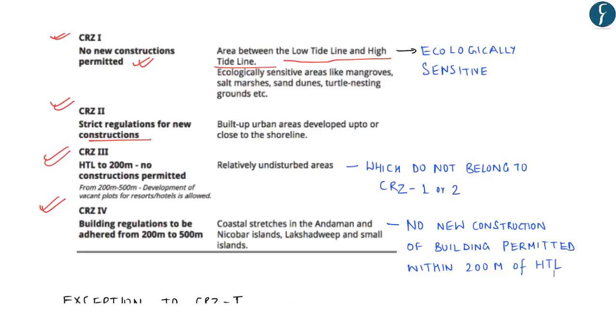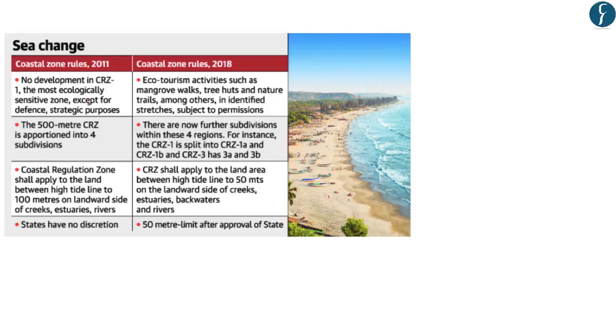So coming back to the changes made by the draft notification, as you can see the difference between the 2011 notification and the draft notification of 2018. Here it says ecotourism activities such as mangrove walks, tree huts and nature trails among others in identified stretches subject to permission. Here nature trails and ecotourism activity may be permitted under CRZ1 provided they conform to the state approved coastal management plan. Next, it says there are now further subdivisions within these four regions. So earlier, the 500 meter of CRZ was apportioned into four subdivisions. Now, there are further subdivisions within these four regions.